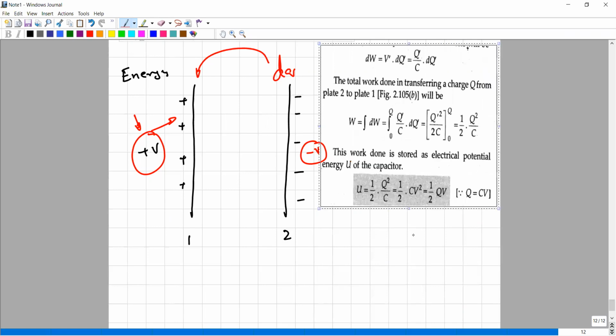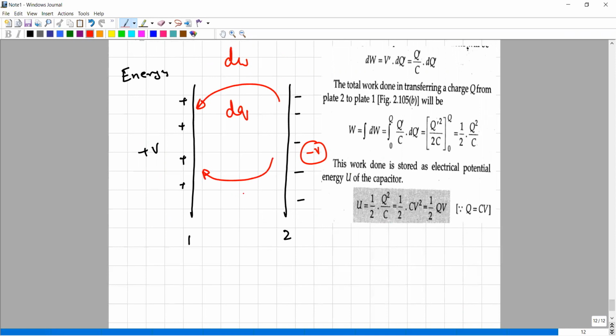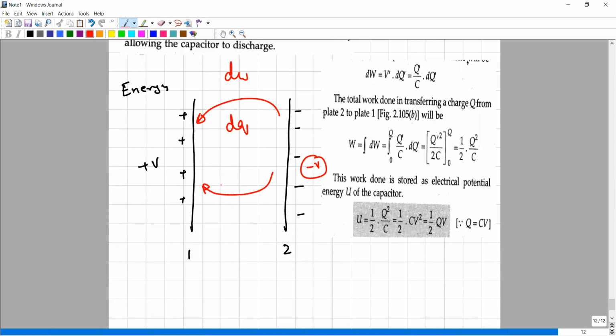So a small amount of work is done while transferring the dq charge. I'm going to consider that a small amount dW of work is done every time you transfer this charge dq from the negative to the positive plate, and that is work done by the external agent again. So the work done will be equal to V, the potential difference at that moment, times the dq charge that has been transferred.